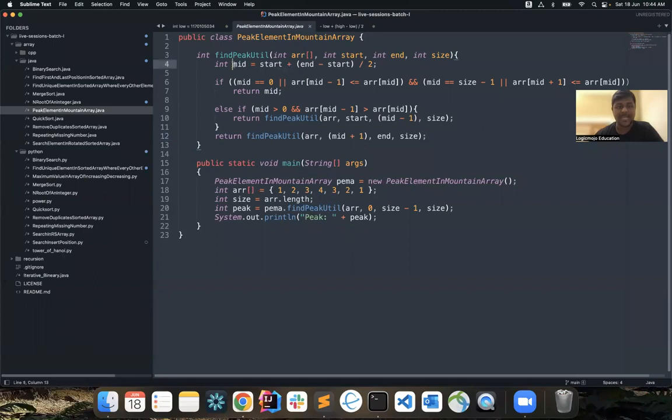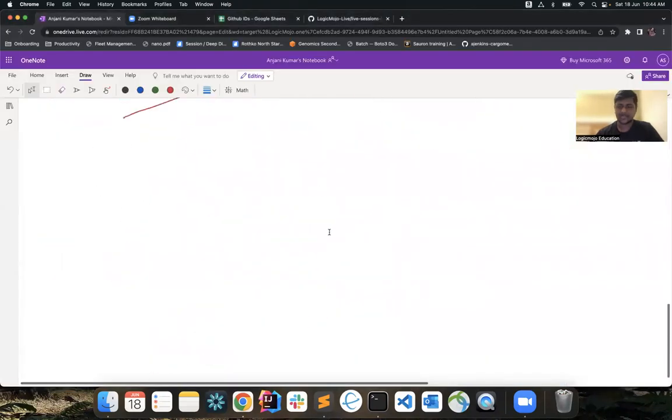I talked about mid equals to start plus end minus start by 2. Now, what does this mean? Let's look at two things. I will be stating start as S and end as E. So how do we find mid in general? We do start plus end by 2. This is what we do, right? Everyone agrees with me on this.